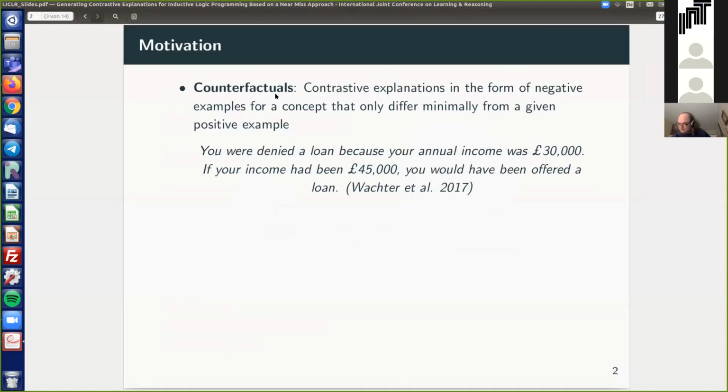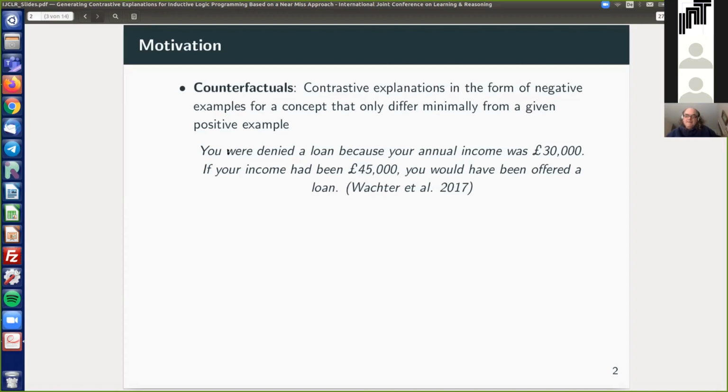Before I talk about what we wanted to give you as an explanation, in terms of a contrastive explanation, let me quickly talk about the term counterfactuals. So what is a counterfactual? Typically, a counterfactual is a contrastive explanation in the form of negative examples for a concept that only differs minimally from a given positive example. And I think a very good example was given by Wachter et al.